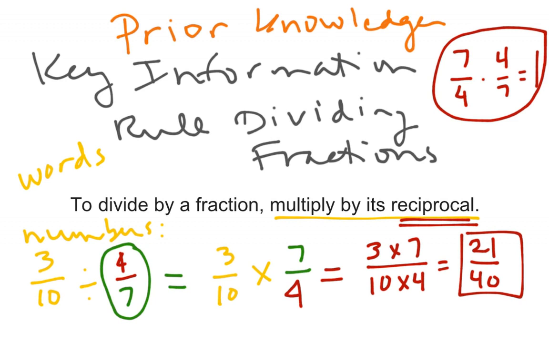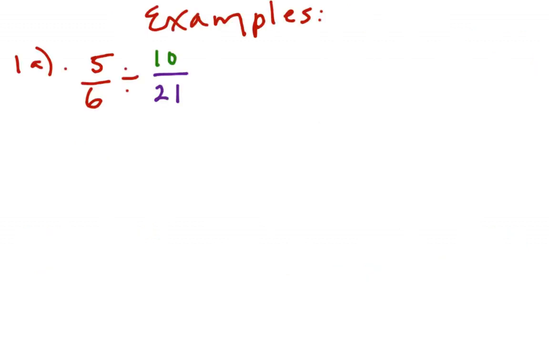Some example problems. Example 1 is 5/6 divided by 10/21. I can't divide by a fraction. I have to multiply by its reciprocal. So I'm going to rewrite this.